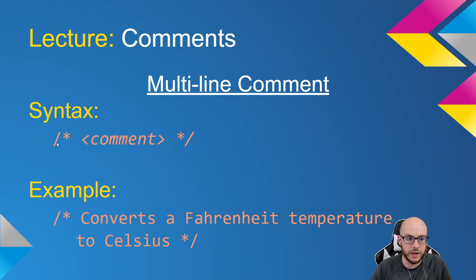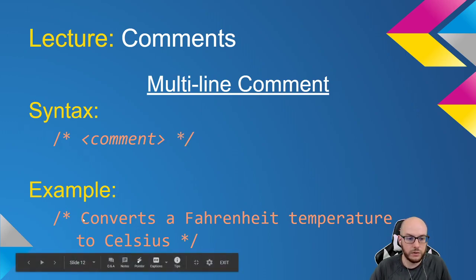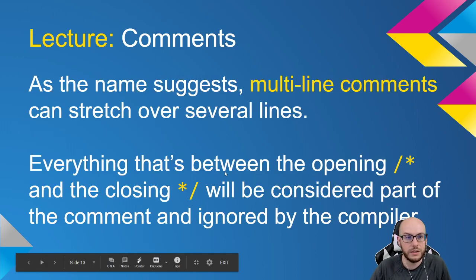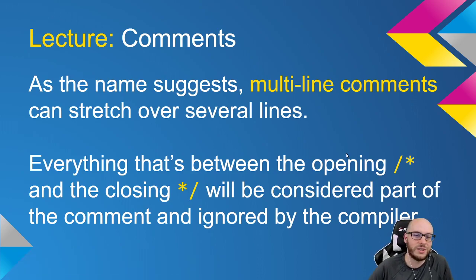Additionally, there's a multi-line comment. And our syntax for that is we're going to have a /*, the actual comment, and because this can span over multiple lines, we're going to have a closing syntax, this */. So for example, here's one that says converts a Fahrenheit temperature to Celsius. What I'd like you to notice is it actually spans over multiple lines, hence the name, multi-line comment. As the name suggests, multi-line comments can stretch over several lines. Everything that's between the opening syntax and the closing syntax will be considered part of the comment and ignored by the compiler.